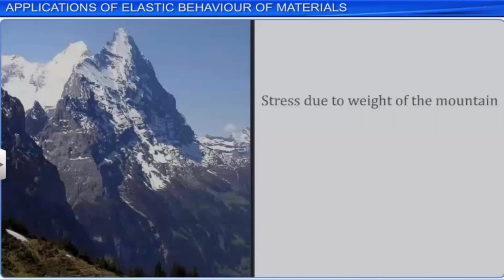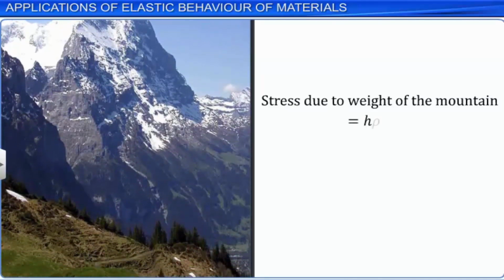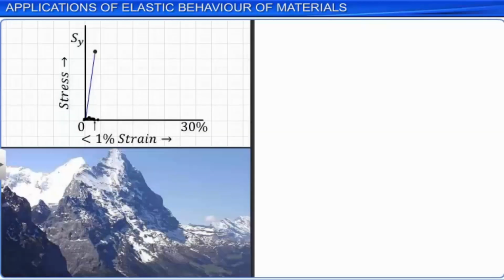The stress due to the mountain's weight can be equated with the yield stress, the stress at the elastic limit. The value of yield stress for rocks is typically in the range of 3 × 10^8 Pascal. Taking an average density of rocks as about 3000 kg per meter cubed and solving for h, we get h as approximately 10 kilometers.